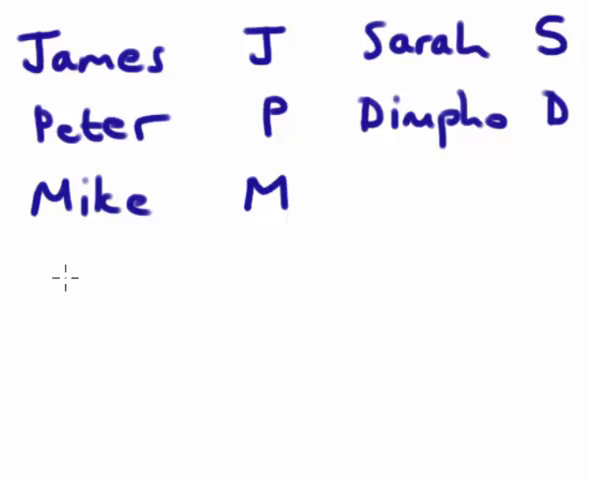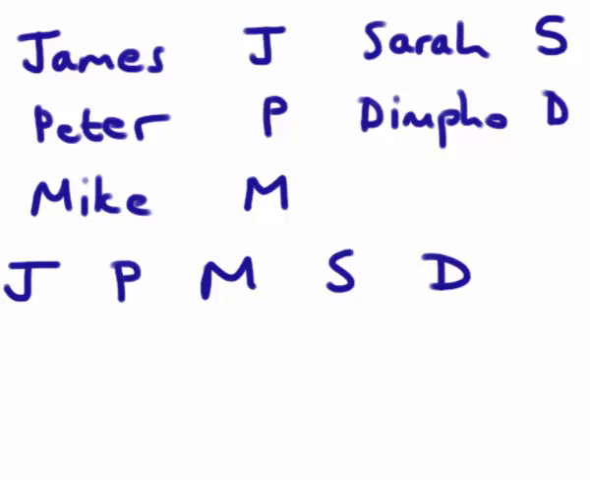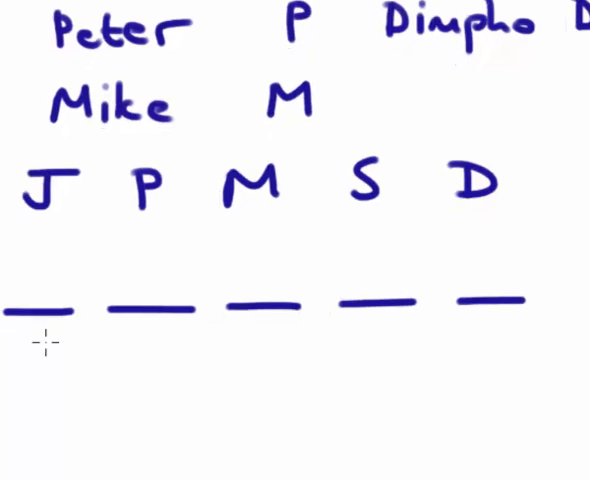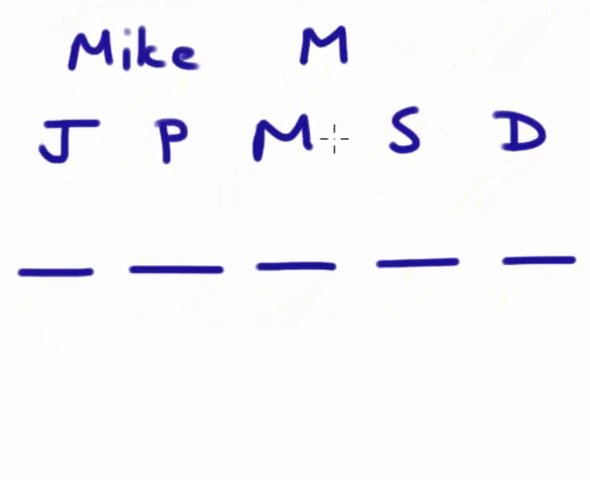Okay, now have a look at this here. We've got James, Peter, Mike, Sarah, and Dimple, and they've got to be seated in a row. And really, if you think about it, there's 5 possible seats: 1, 2, 3, 4, 5. So in how many ways can we seat them if anybody can sit in any seat? Let's see. If you look at the first seat, how many choices are there? How many people are there? There's 5. So any of the 5 could sit in the first seat.